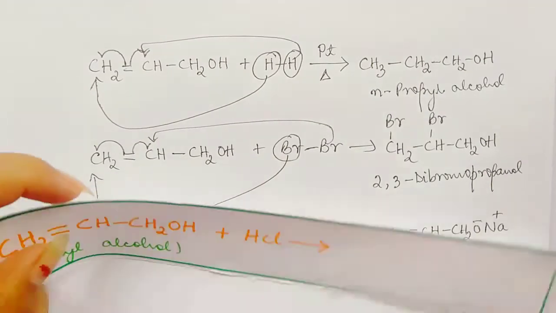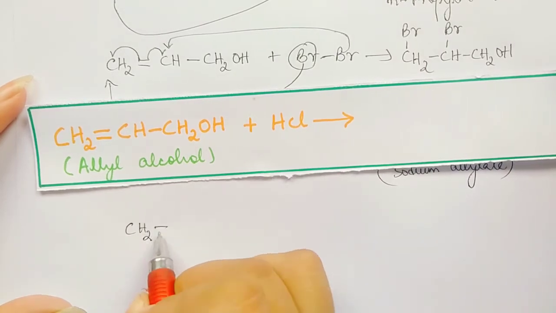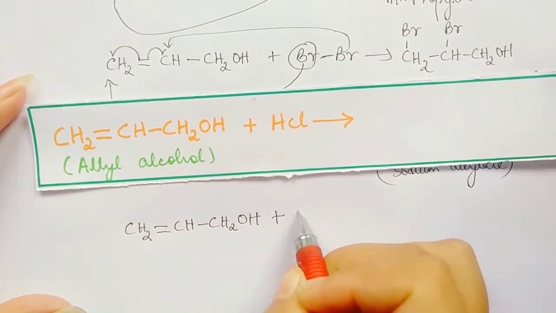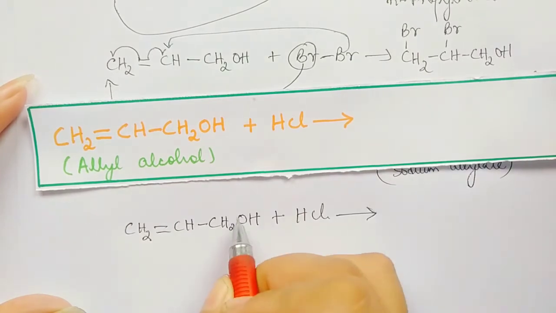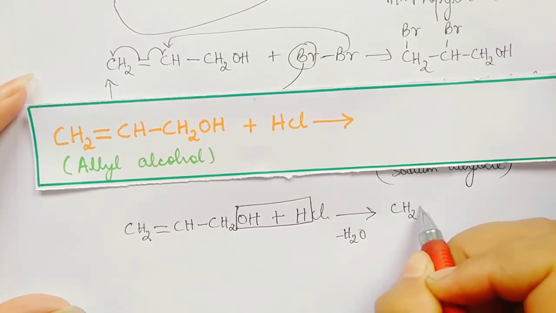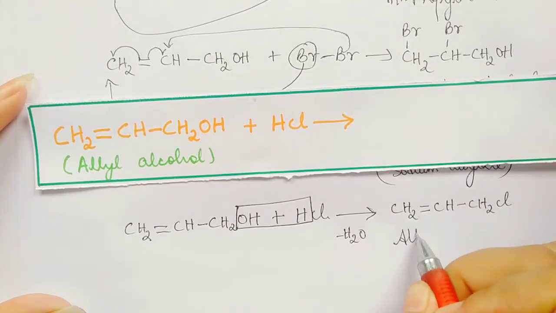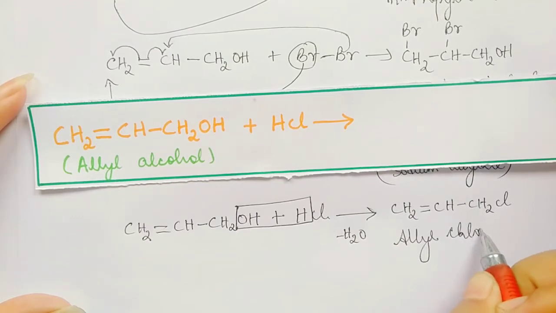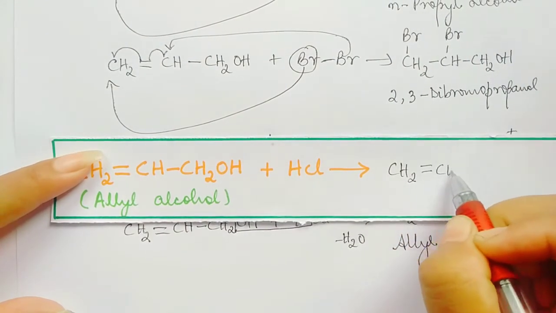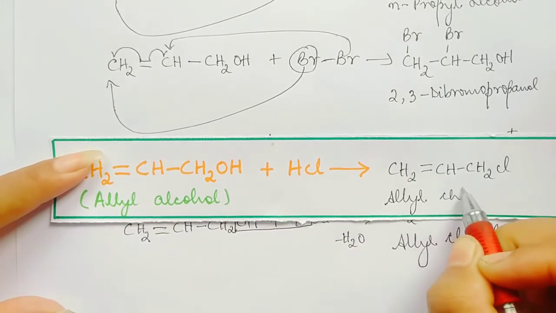We come to the next one. Allyl alcohol with hydrogen chloride. See here, here we have the elimination of water molecule. So we have CH2=CH-CH2-Cl. What is this? Allyl chloride. CH2=CH-CH2-Cl.